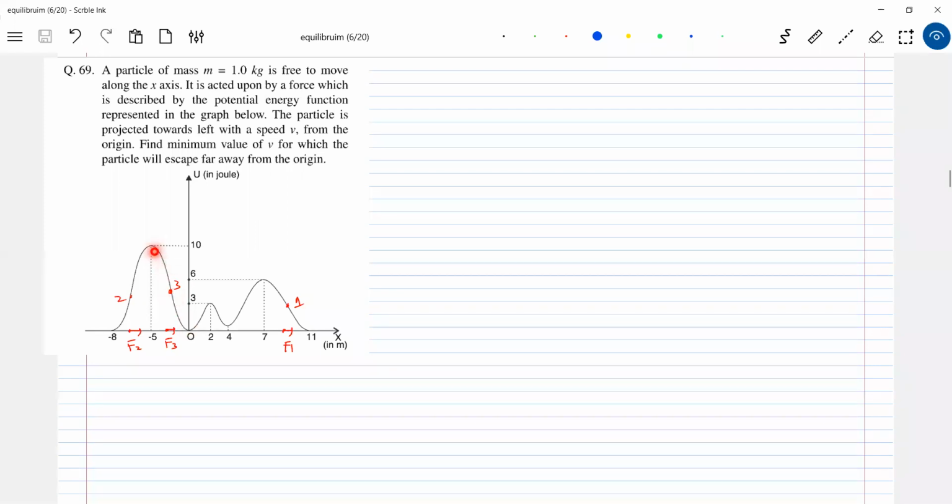So no way, you should not say 10 joule. What you should say is 6 joule. If you project with a kinetic energy equal to 6 joule, or more than 6 joule, it will cross. Just greater than 6 joule is enough. Minimum is asked, so you can just write equal to 6 joule. If it can just cross this point, afterwards the force will be acting towards right on the system and it will accelerate and move away. So what should be the minimum value now? Should be 6 joule. Minimum value of V: here you can write mv square by 2 should be equal to 6.